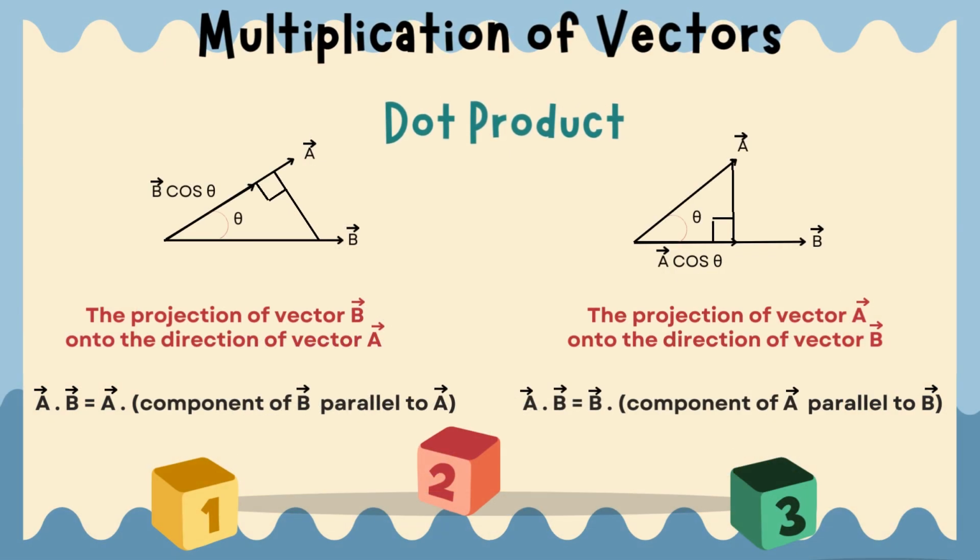Multiplication of vectors. The dot product, we have two cases. The first one is the projection of vector B onto the direction of vector A. So vector A multiply vector B equal to vector A multiply component of vector B parallel to vector A. The second one is the projection of vector A onto the direction of vector B. So vector A multiply vector B equal to vector B multiply component of vector A parallel to vector B.